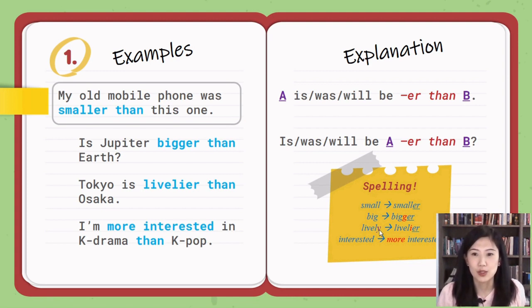Sometimes when a word ends with Y, to change it into the comparative form, we must drop the Y and add I-E-R. It's true for lively and many other words. Can you think of any other examples?